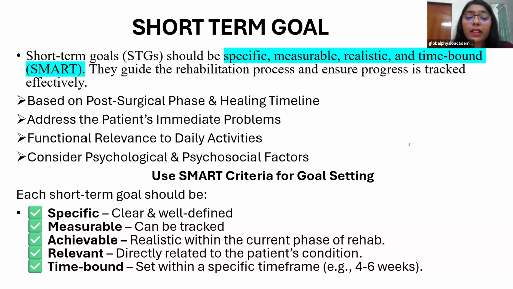So, in this given scenario, my patient is in the maximum protection phase. I am working with precaution and safety, and the surgeon's opinion does matter. I am working with the surgeon's referral, weight bearing status, removal of the brace, and weightlifting strategy. All the protocol is decided by the surgeon. Healing time. Now I am addressing the patient's immediate problem. That is also my short-term goal. Functional relevance: getting back to functional activity, which is daily activity, with consideration of psychological and sociological factors. So this is my goal.